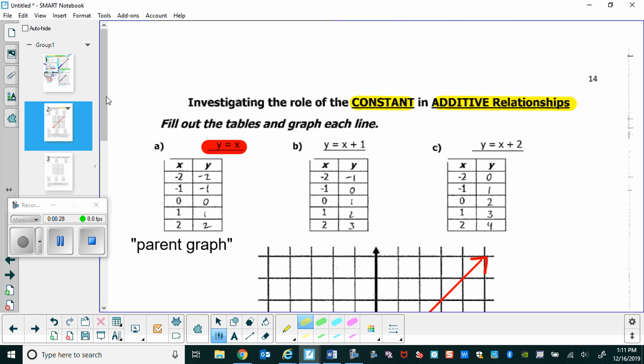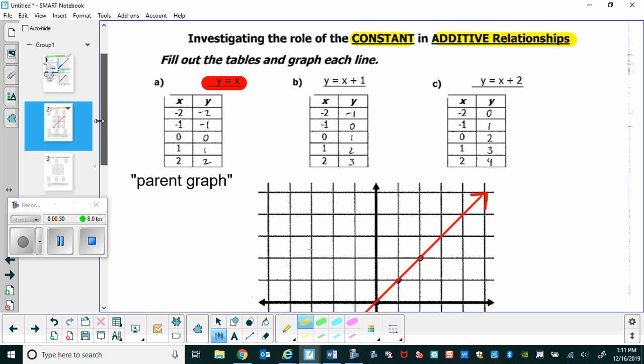So here we are on page 14, and the first thing that I wanted to throw out there is that this first graph, this equation, y equals x, is something called the parent graph. The reason this is called the parent graph is because it's the graph where all other graphs come from. So in this one, the basic graph, we have 1 times x is just x, and when you add 0 to that, we can get rid of the 1 and the 0, and that's why we're left with just y equals x.